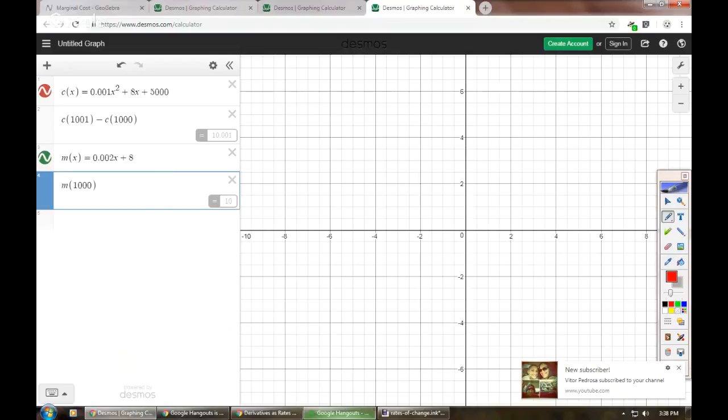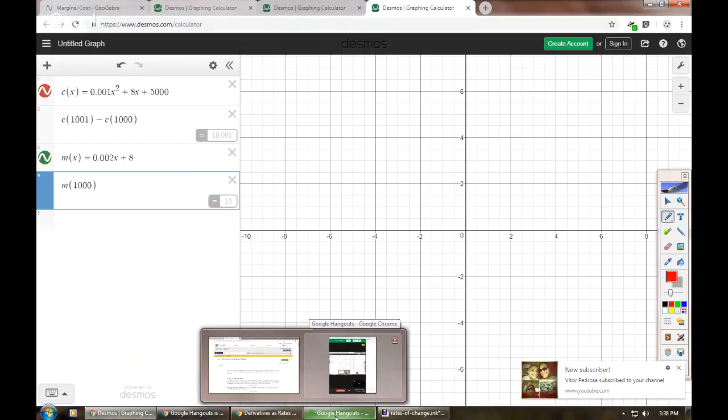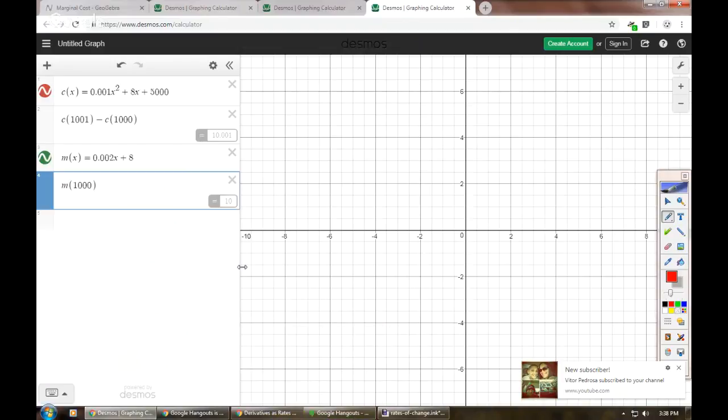All right, that's some applications of rates of change in calculus to areas of the world, tracking the position of a moving object and looking at revenue, cost and marginal cost.